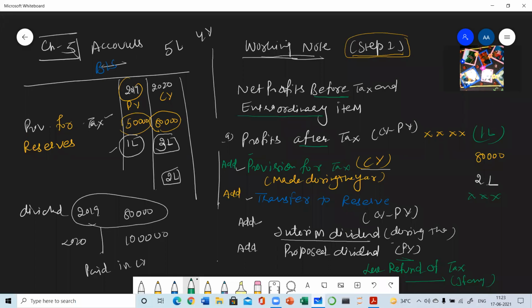First step, step 1, first part, you have to consider profits after tax. So current year minus previous year, the difference between closing balances. Then add provision for tax. Provision for tax, which year? Current year. Then transfer to reserve, current year minus previous year. Interim dividend during the year. Proposed dividend previous year, less refund of tax.